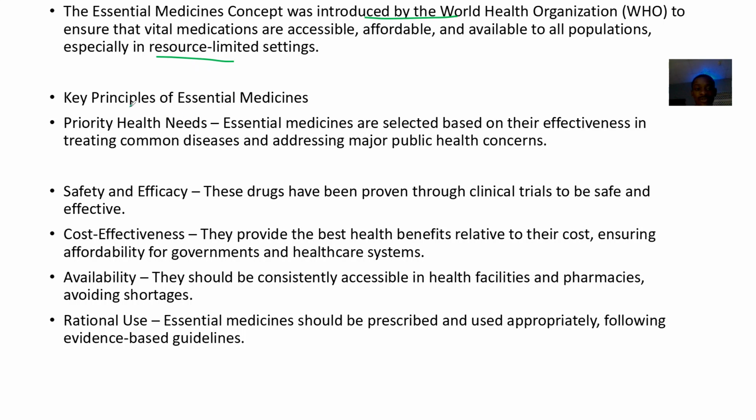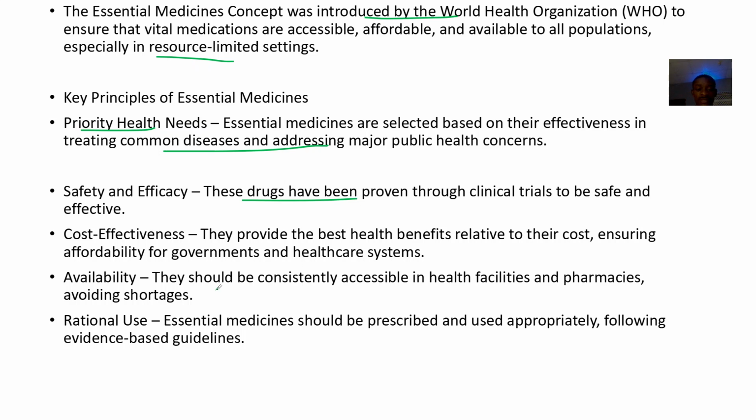So the key principles of essential medicine: priority health needs. They are selected based on their effectiveness and how they can solve at least basic health problems. So they are effective in treating common diseases and addressing major public health concerns. Safety and efficacy: these drugs have been proven through clinical trials to be safe and effective. Cost effective: they provide best healthcare benefits relative to their cost, ensuring affordability for government and healthcare systems.